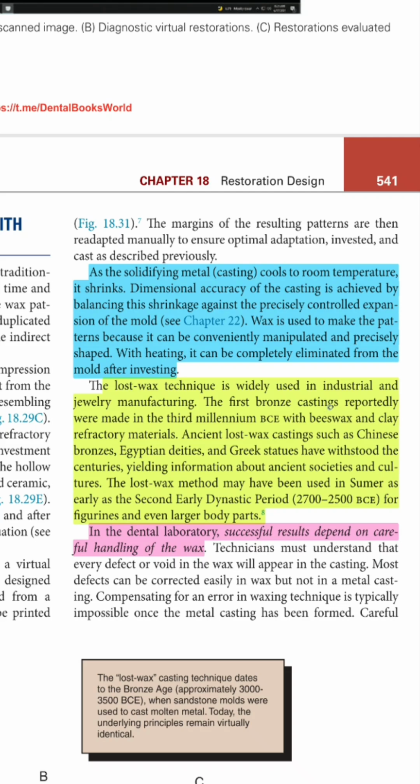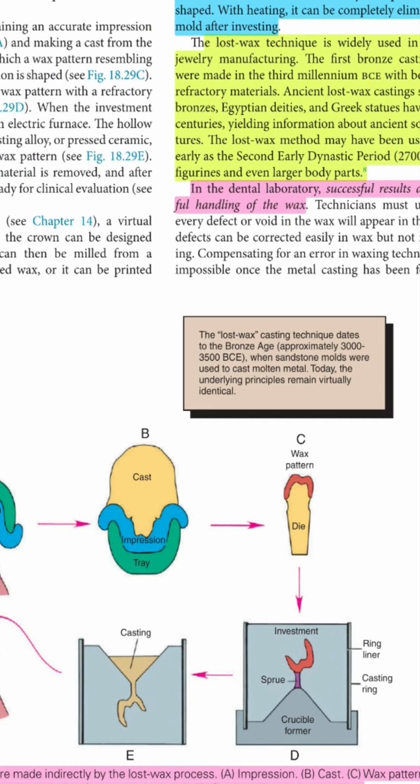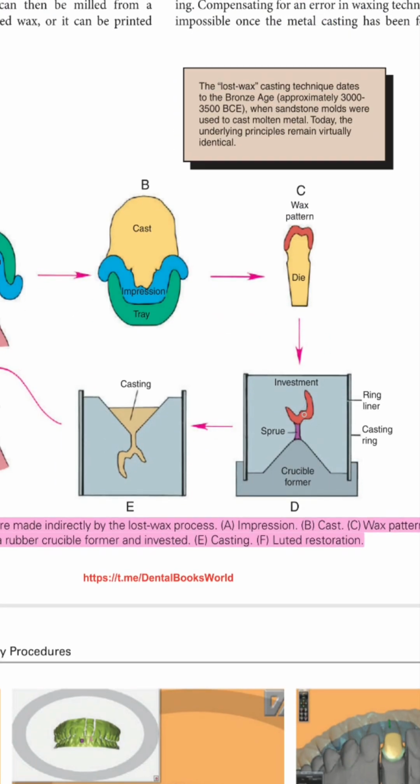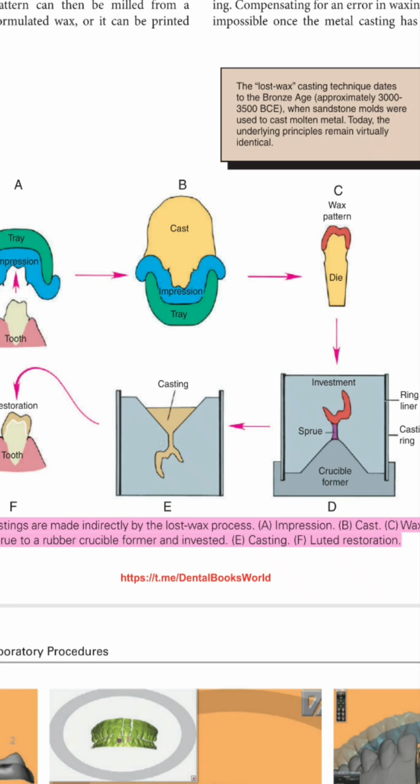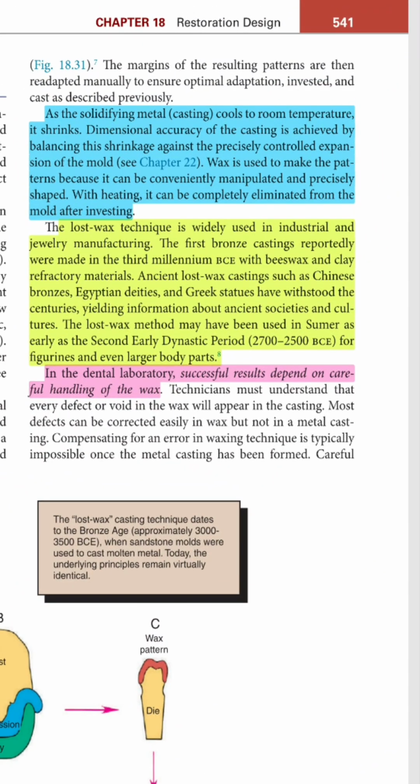Also, beeswax and clay refractory materials were used in ancient times by the Chinese, the Egyptians, the Greeks, and the Sumerians. They used this casting method by making the shape first using wax, then it goes to a funnel and the wax is melted and filled by the material instead. We will see the process in detail.